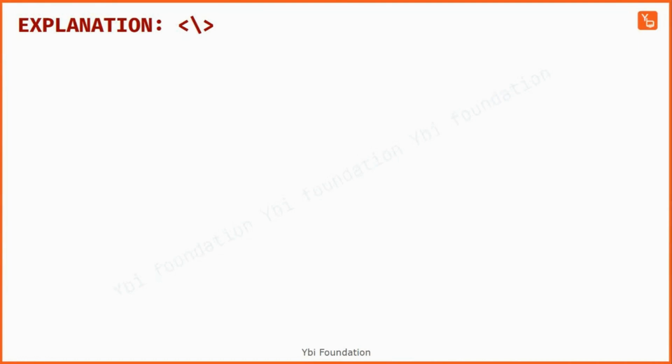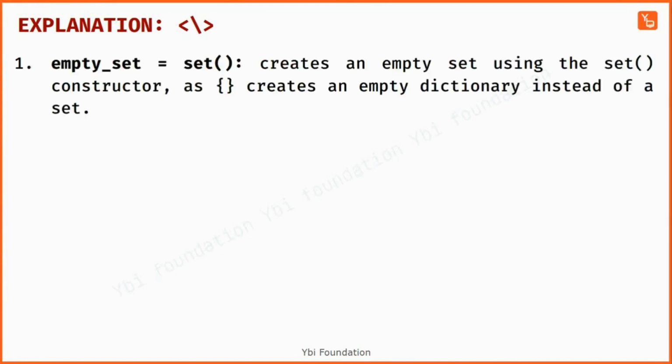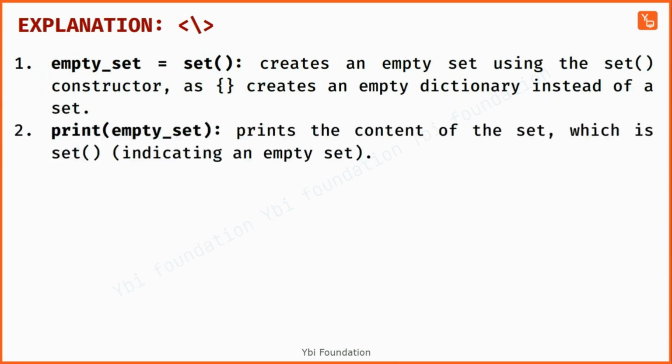Now once again, let's understand the code used in this exercise. empty_set equals set constructor. This code creates an empty set using the set constructor, as we have seen that curly brackets create an empty dictionary instead of a set. Using print(empty_set), or simply writing the name of the variable, gives us the output of the set. In our case, we get the output as set with two round brackets, indicating that it is an empty set.